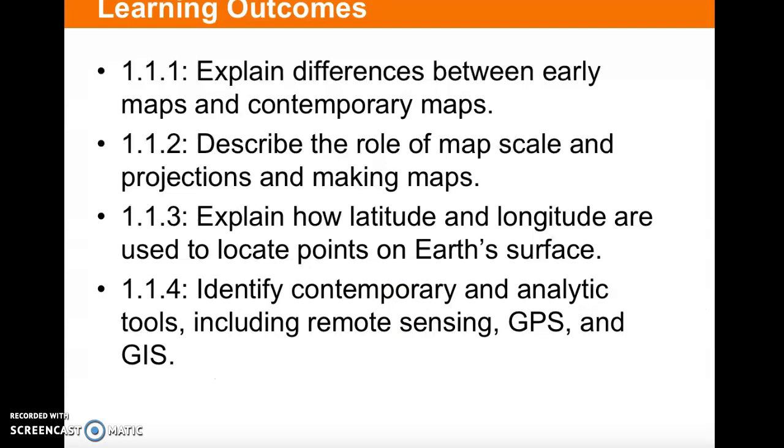We'll be starting with Chapter 1, Key Issue 1. Unit 1 will cover Chapter 1 and Chapter 4. And Key Issue 1 will be covering the differences in early and contemporary maps. We'll talk about map scale, map projections, and how maps are made. We'll talk about latitude and longitude, and we'll look at contemporary tools like remote sensing, GPS, and GIS.